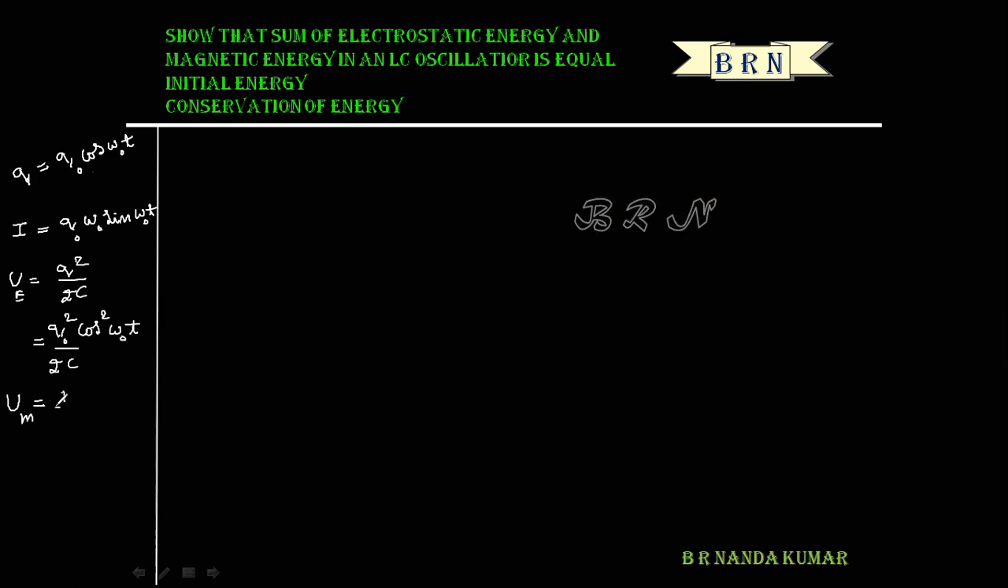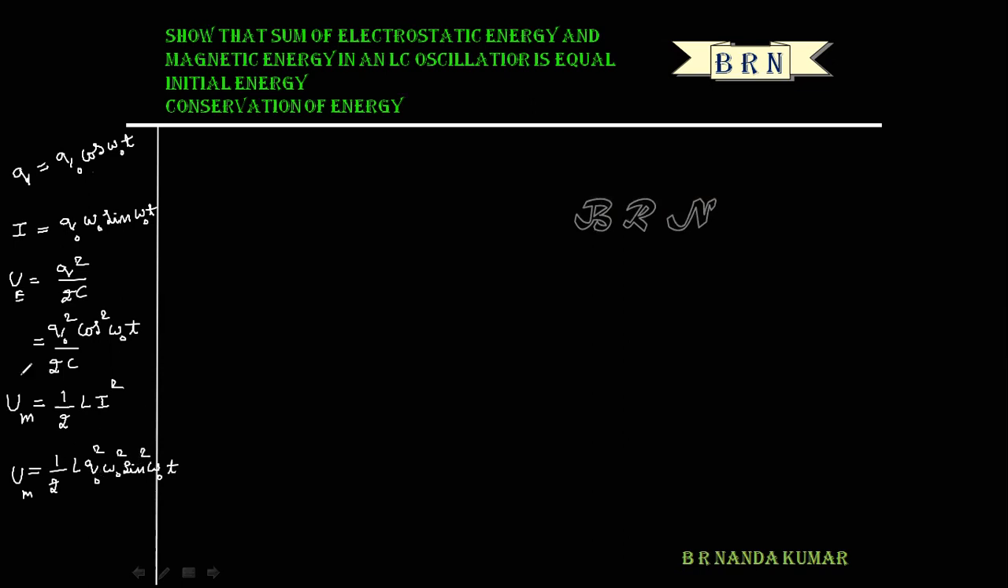And the instantaneous magnetic potential energy is half L I squared. What is the value of I? I is Q naught omega naught sine omega naught t. So that is half L Q naught squared omega naught squared sine squared omega naught t. So this is the mathematical expression for magnetic potential energy in the inductor.